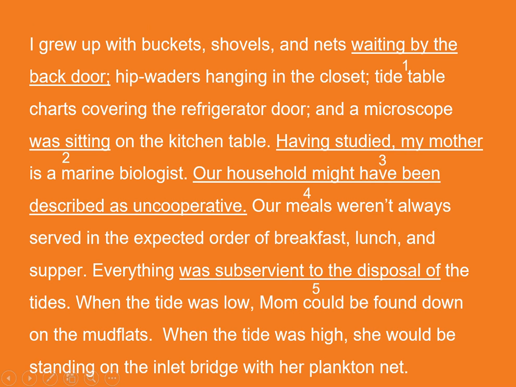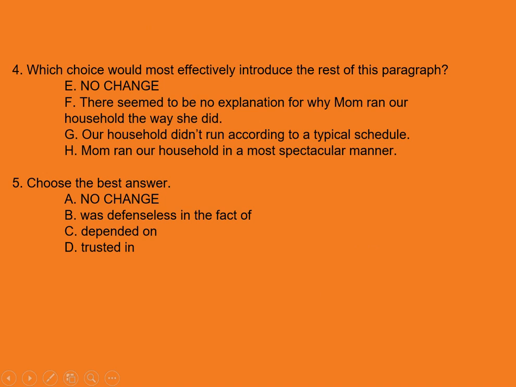So, our household might have been described as uncooperative. Now remember, we're going from my mother is a marine biologist. Our household might have been described as uncooperative. Our meals weren't always served in the expected order of breakfast, lunch, and supper. Now, you're not wrong to think that this feels out of place, which means that we're going to change it. So which choice would most effectively introduce the rest of this paragraph? So again, this is context because you have to look at this sentence in the context of the paragraph. You have to understand what's going on, otherwise you're not going to be able to answer it.